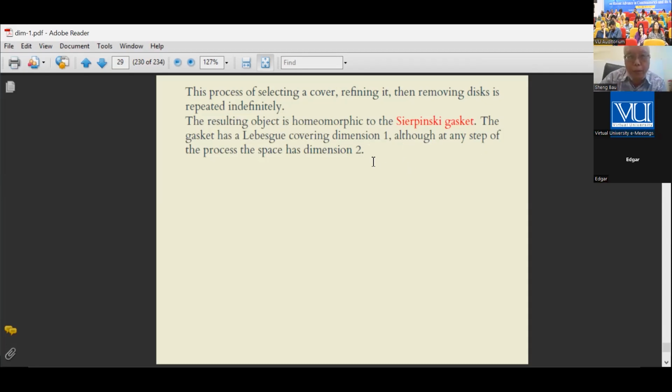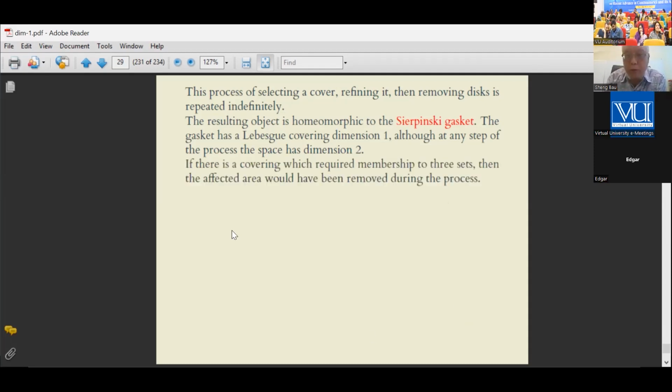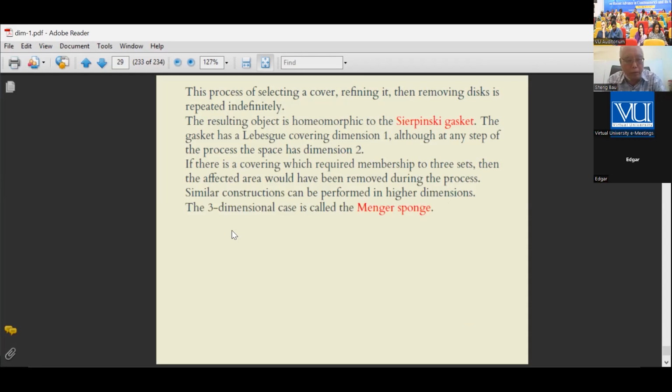At any step of the process, the space has dimension 2. In the limit, the space has dimension 1. Because in the limit, no point is covered by at least 3 open sets from any finite open cover. So you can have a lower dimensional space as a limit of higher dimensional spaces. And this can be carried out for other dimensions, like dimension at least 3. You have a 3-dimensional Sierpinski gasket, which is called the Menger sponge.